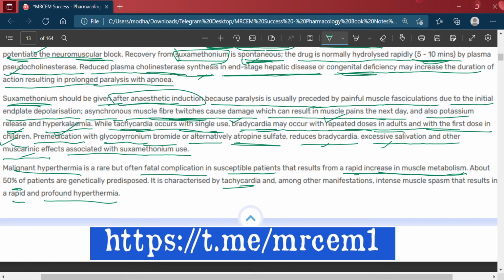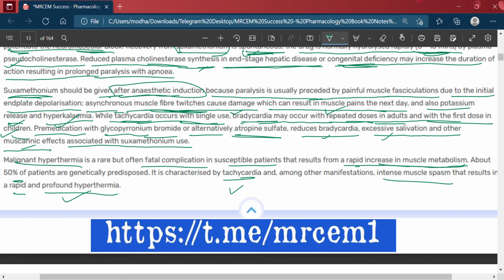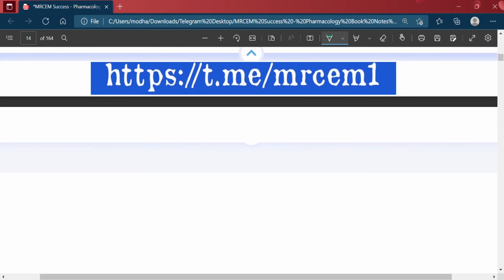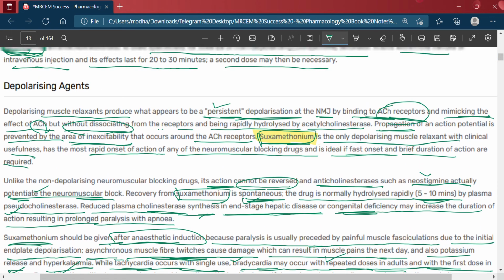Malignant hyperthermia is a rare but often fatal complication in susceptible patients that results from the rapid increase in muscle metabolism. About 50% of patients are genetically predisposed. It is characterized by tachycardia among other manifestations, intense muscle spasm that results in rapid and profound hyperthermia. Okay, so that was the depolarizing agent.